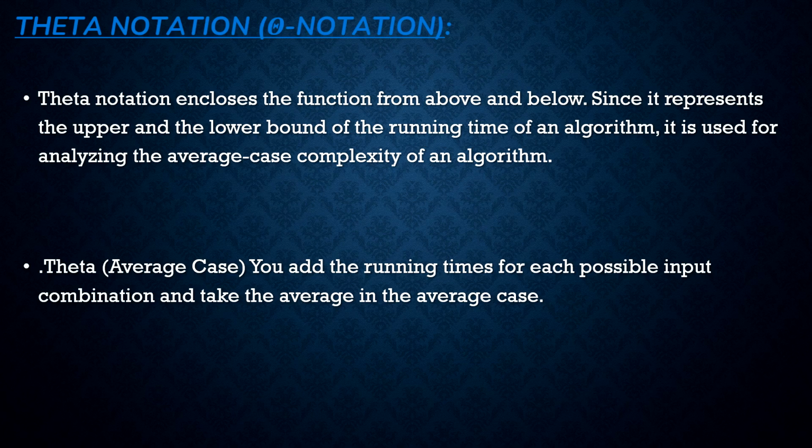Next we see theta notation. Theta notation encloses the function from above and below. It has an upper and lower bound, and the function lies in the middle. The upper and lower bounds bound the running time of the algorithm. It is used for analyzing the average case. It is basically used for the average case complexity of an algorithm. For the average case, you add the running time for each possible input combination and take the average. You can see this graph, which elaborates this topic.